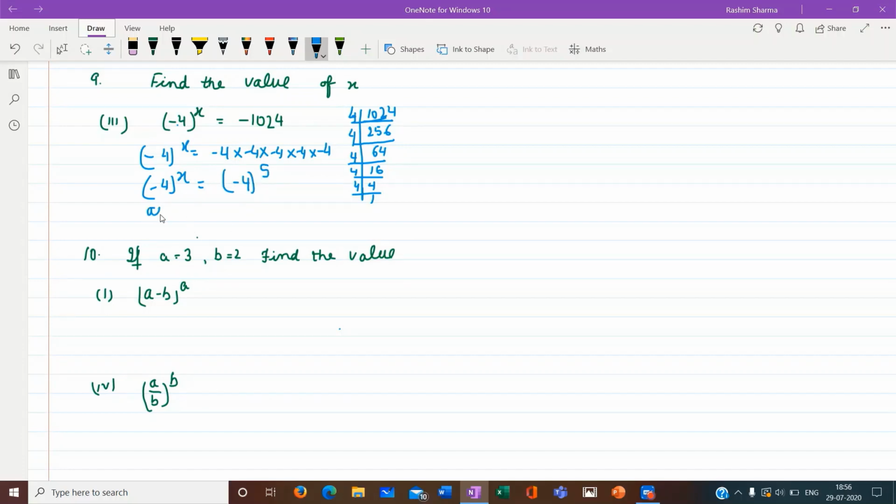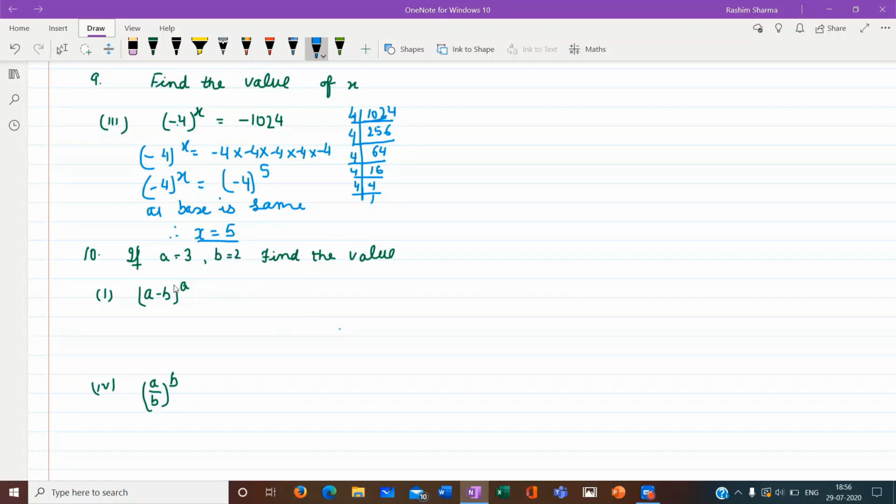Now as base is same, so we can equate the powers. So it means therefore x is equal to 5 is our answer. I hope you have understood this.